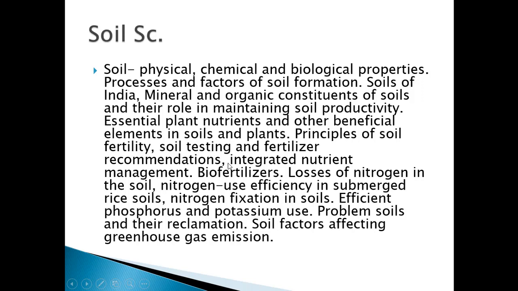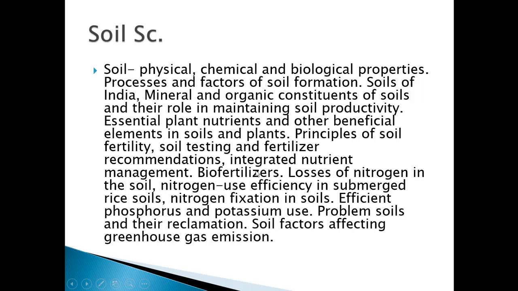And another is biofertilizer. This year also they asked the question about biofertilizers. So if they ask about biofertilizers, everyone will write azotobacter, rhizobium for pulses, everyone will write. But how can we differentiate? That is what makes the difference. So we need to make very specific notes.